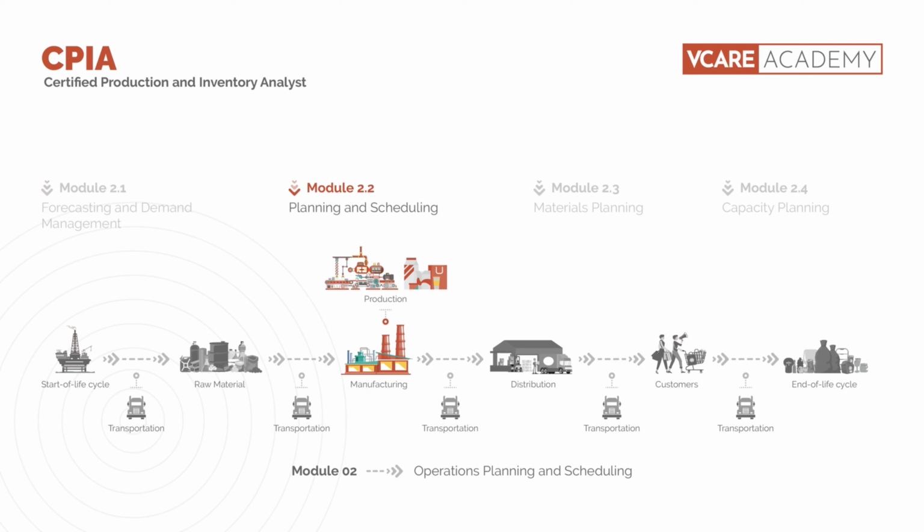We'll then move into planning and scheduling and materials planning and capacity planning, which really need to be done together, because you can't have a pile of materials and no capacity to convert it. And on the other hand, we don't want capacity sitting around with nothing to do. And so we need to plan materials and capacity together.